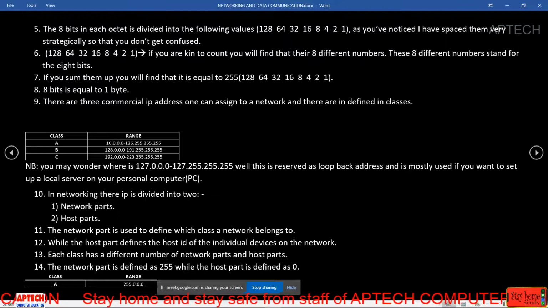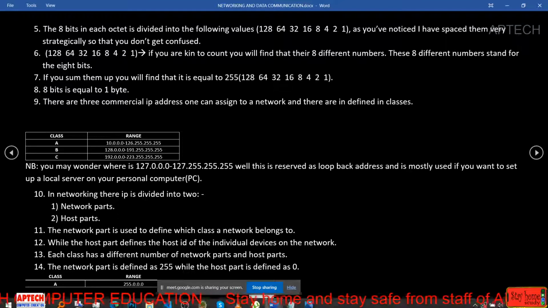Then there is what they call network parts and host parts. Now I don't know if I want to complicate things. Let you guys first digest all that, then we shall start with this in the next class. Are you good with that? Yes. Yeah.